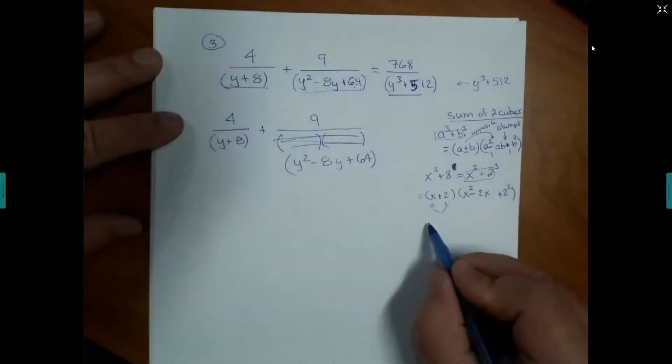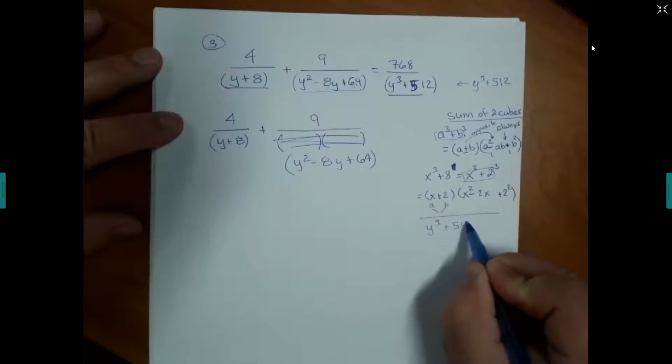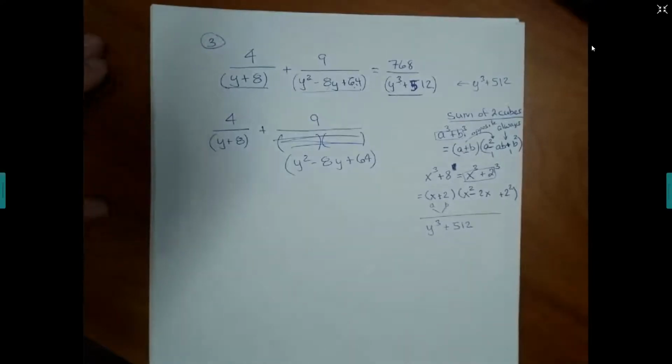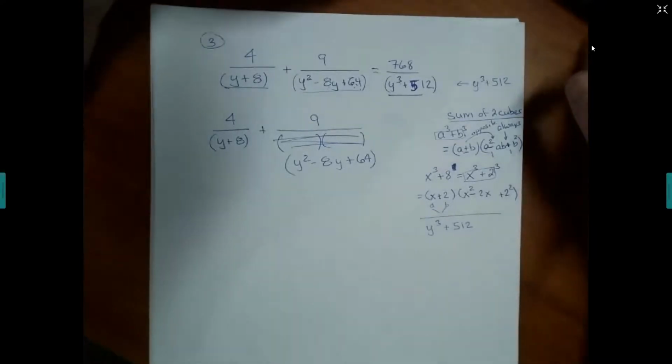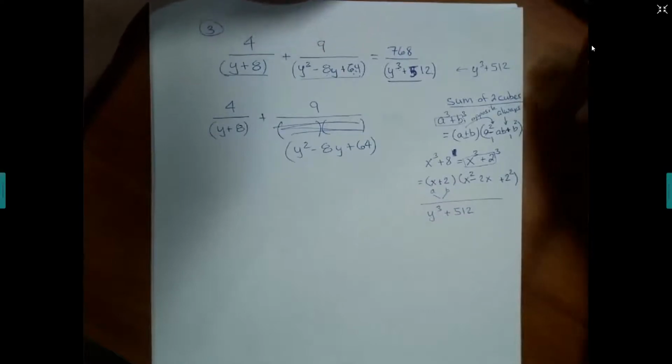Okay, so let's look at ours. Y cubed plus 512. Well, it has to be.